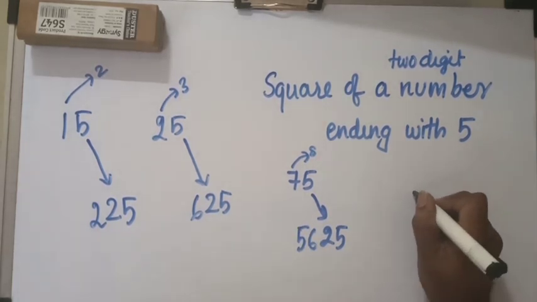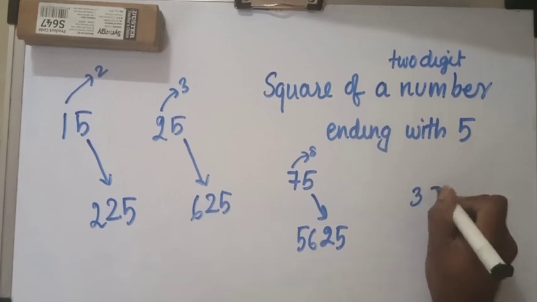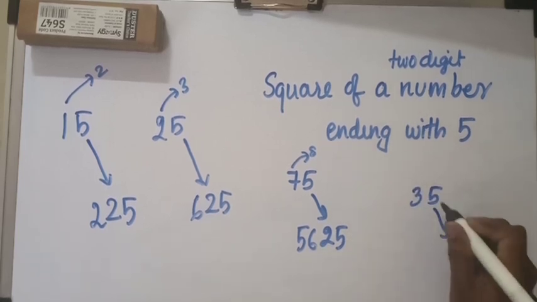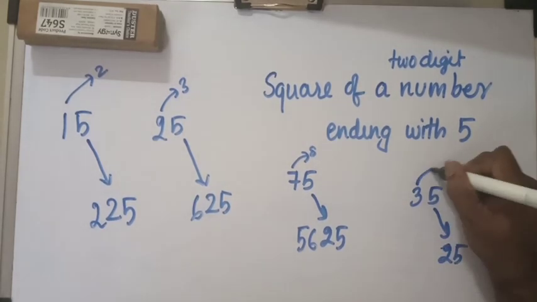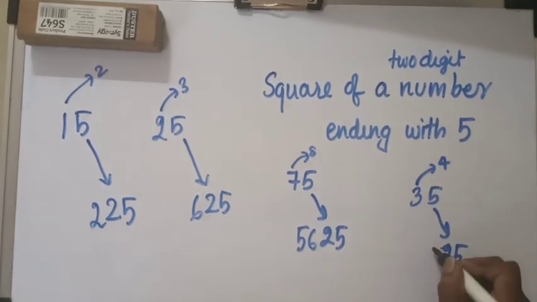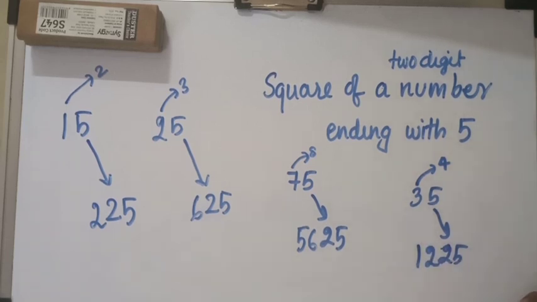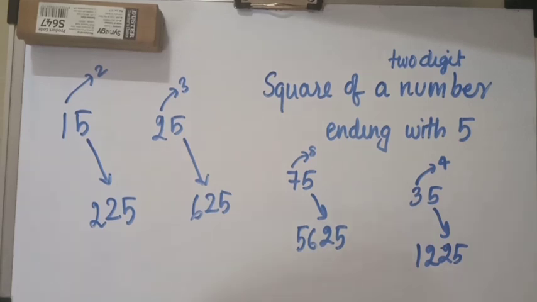Say I need to find the square of 35. And you know that 5 square is 25. The number next to 3 is 4. 4 3s are 12. So it's 1225. This is one of the tricks where you can find the square of a 2-digit number ending with 5.